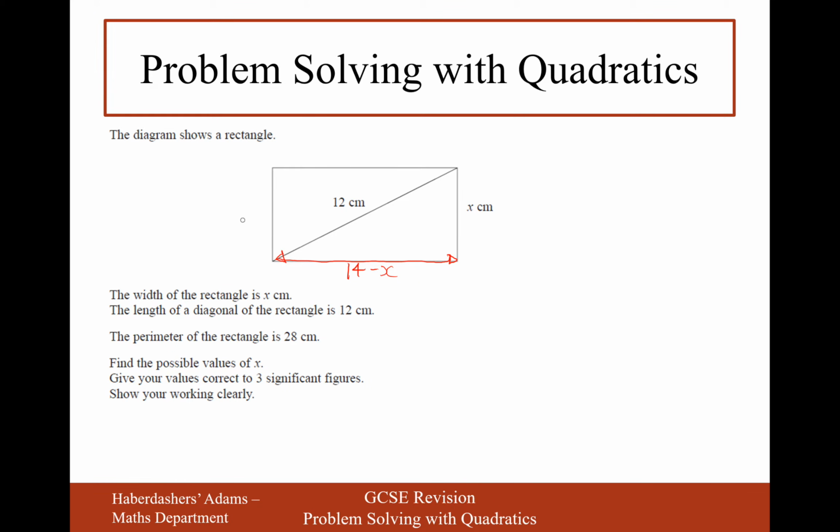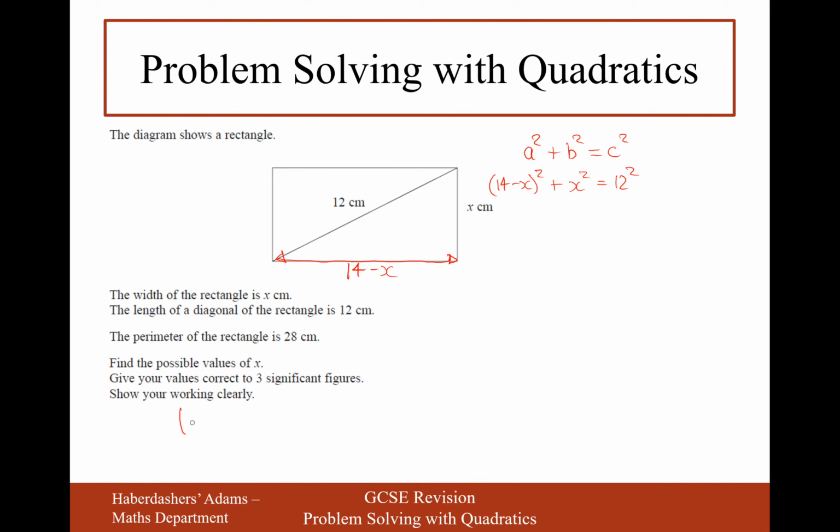And you can see if I was to add up all of these sides now, you would get 28. So I had to half the 28 because I've got one length up here that will be 14 minus x and one length down here that will be 14 minus x, and the total there will be 28. So now I'm just going to apply Pythagoras' theorem. a squared plus b squared equals c squared. So it's going to be (14 minus x) squared plus x squared equals 12 squared.